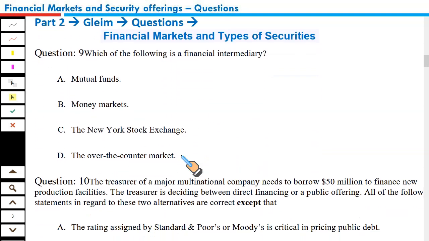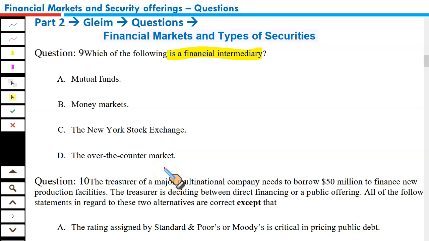This is an interesting question, gentlemen. I need your attention. It says, which of the following is the financial intermediary? Important question. Apparently, it looks like the money market is an intermediary, the stock exchange is an intermediary, the OTC is an intermediary, facilitating transactions between the buyers and the sellers.